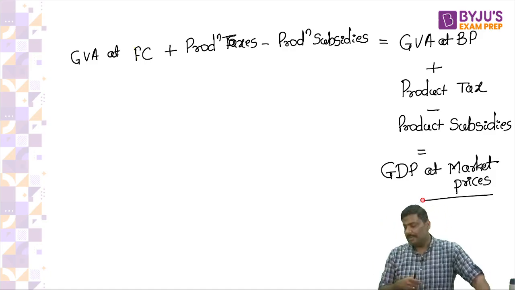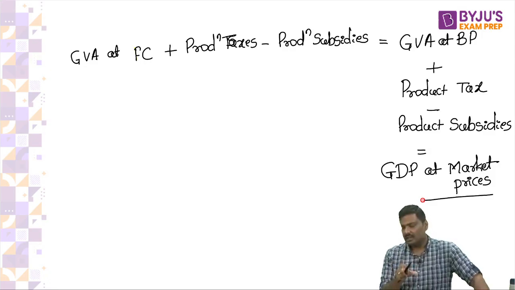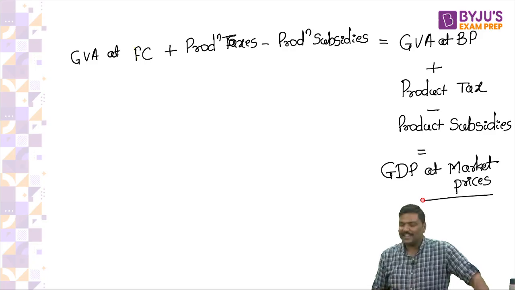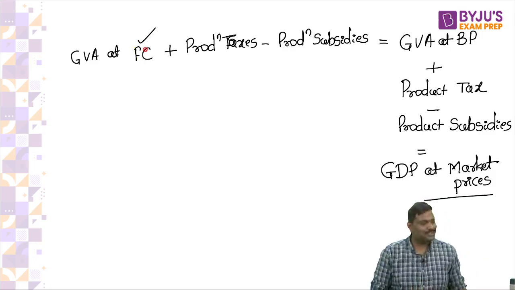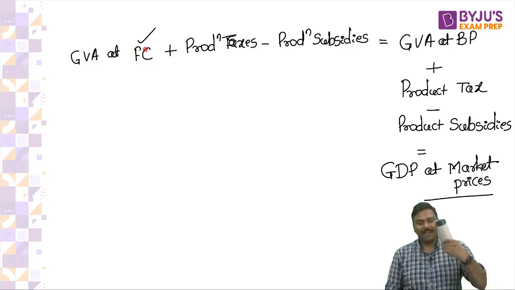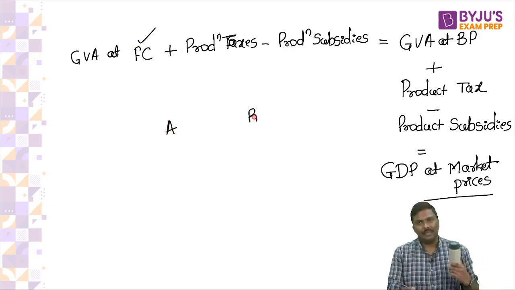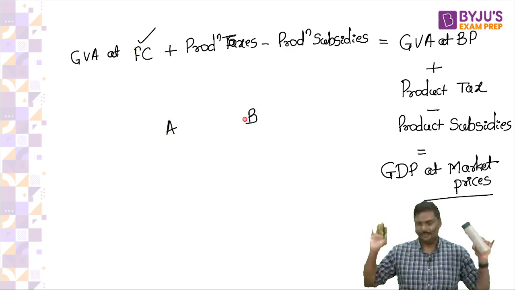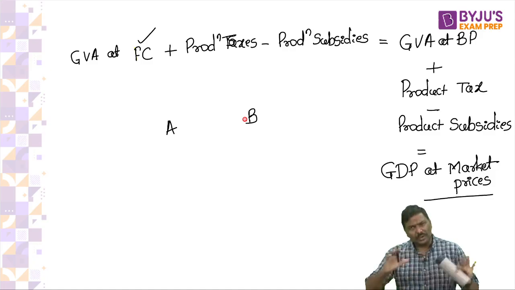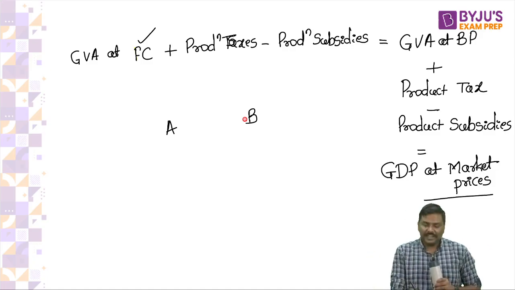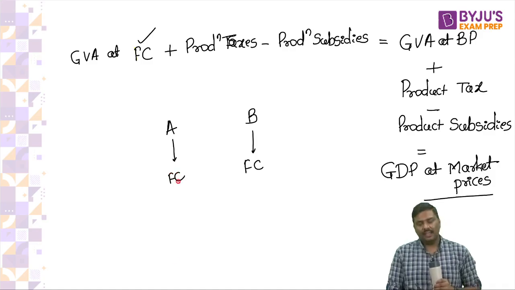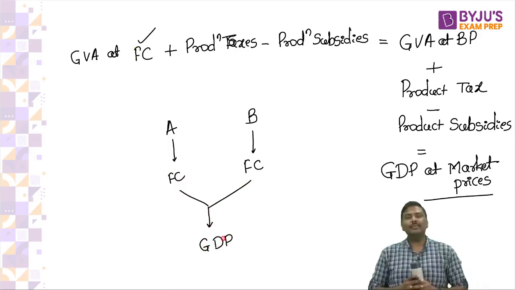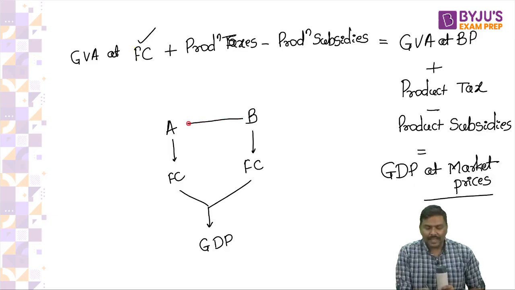This is how the GDP is calculated. Again, the same idea. If you calculate factor cost, I'll give a very simple example. Imagine you are company A, I am company B, and these are the only two companies in India. Now, if I take the factor cost of B as well as the factor cost of A and use it to calculate GDP, now you tell me, I am supplying raw material to you.